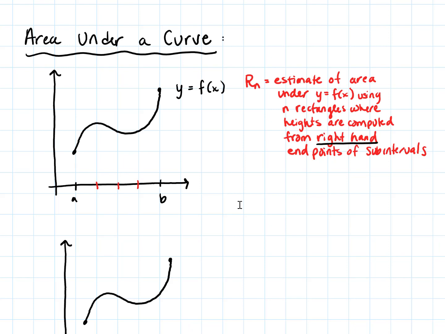So in this particular picture, if I was given a curve that looks like this, y equals f of x, and asked to find R4 for the visual, 4 rectangles, then I would build my rectangles using the right-hand endpoints for the heights of my rectangles. So on each interval, I'd go to the rightmost endpoint, and I'd use that to build my rectangles, and then I'd have an estimate.